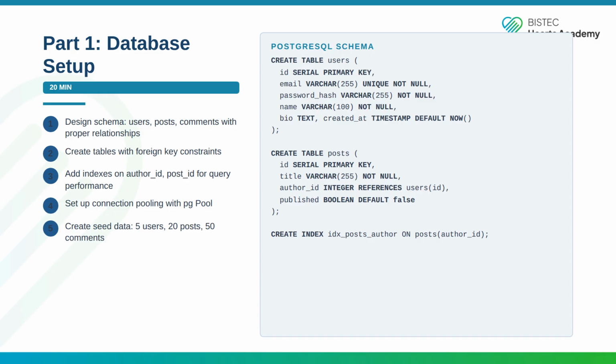Set up connection pooling with pgpool and seed your database with at least 5 users, 20 posts, and 50 comments so you have real data to work with during development.